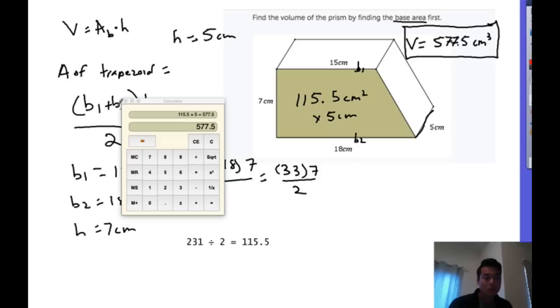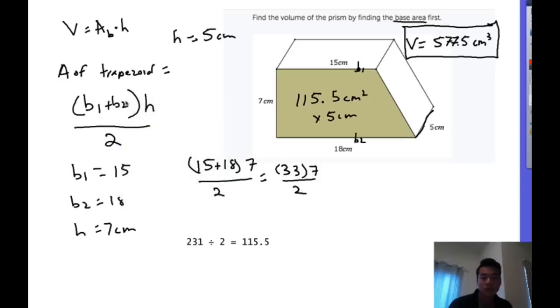Okay, so in review, first thing you do is find the area of the base, multiply by how tall it is, and that will give you the volume of prisms, regular prisms. Now be careful with the order of operations when finding the area of a trapezoid.